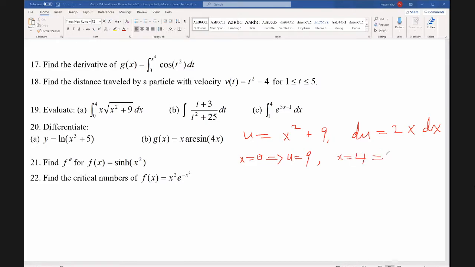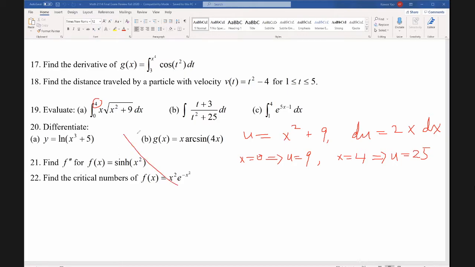I think I made a mistake here. So what's 4 here? What's 4 squared? 16 plus 9, right? 25, not 45. That's why I got it wrong. Please correct my mistake. It's u equal to 25. Why 25? Because this is 4, right? So 4 squared is 16. 16 plus 9 is 25, not 45. So I was making a mistake there. This is 9, because 0 squared plus 9 is 9. But 4 squared is 16, and 16 plus 9 is 25, right?